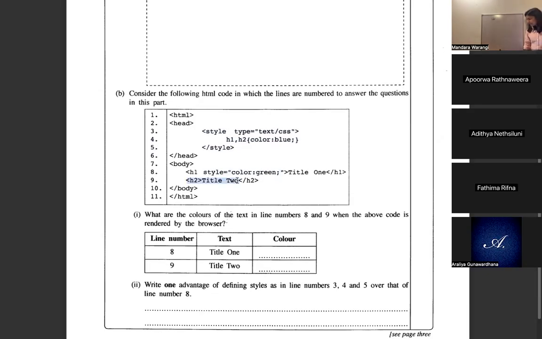And the title tag. What are the colors of the text in line number 8 and 9 when the above code is rendered by the browser? What are the colors? They ask about line 8. What is the color in line 8? Okay, this is line 8.